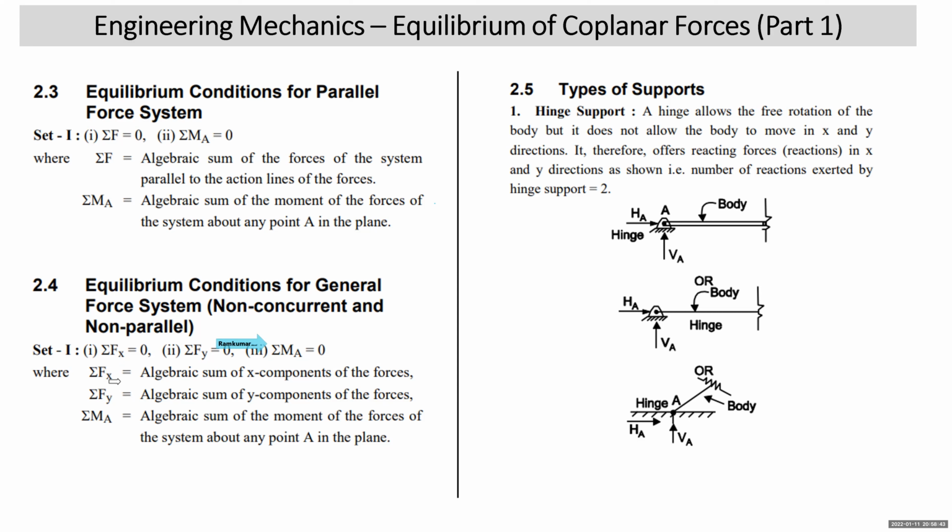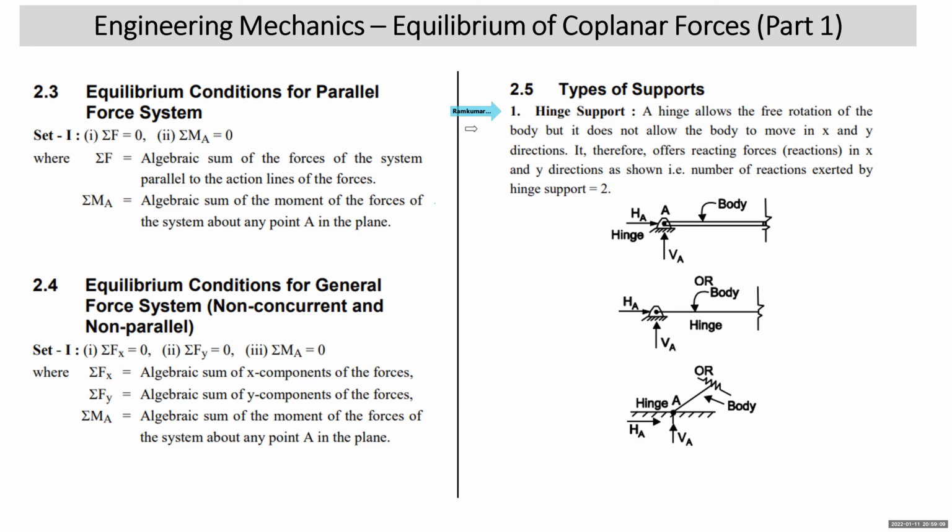Now, with the usual notation, sigma Fx is the algebraic sum of the component of all forces in x direction. Sigma Fy is the algebraic sum of the component of all forces in y direction. Sigma MA is the algebraic sum of the moment of all forces of the system about any point A. A means it can be any point in the plane. Next, we will understand different types of supports. Students, primarily we come across three types of supports.